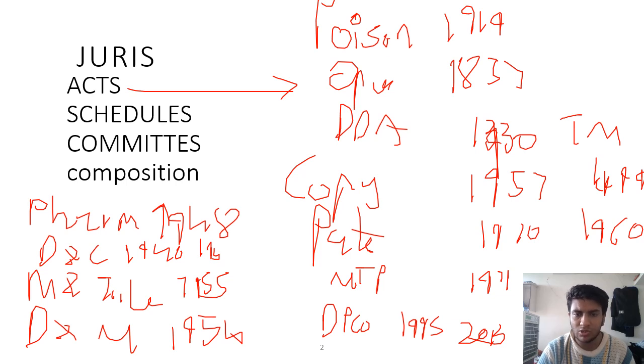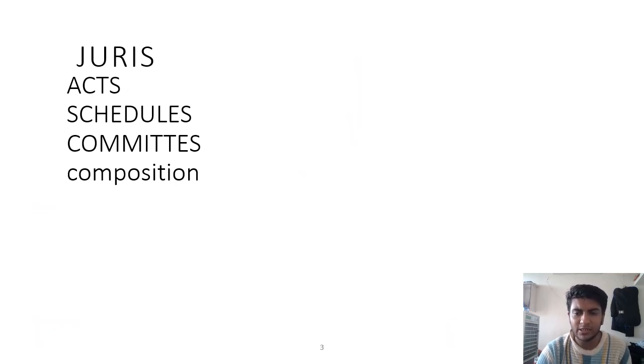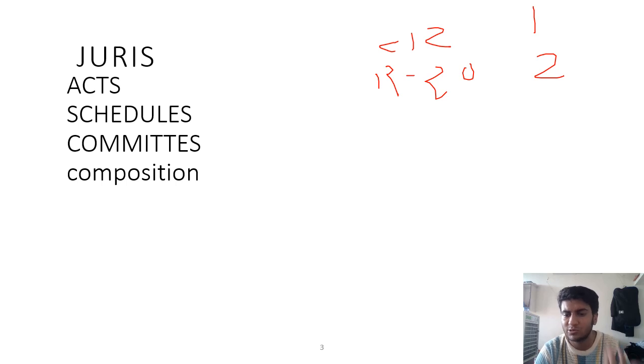When I move on to the Medical Termination of Pregnancy Act, how many medical practitioners are needed when it is less than 12 weeks, when it is 12 to 20 weeks? So one is needed here, two, and greater than 20 weeks is usually not allowed.